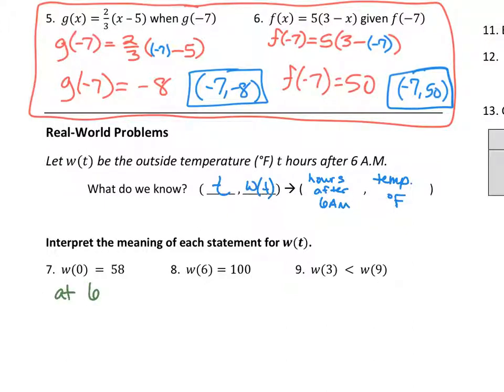W of 0 equals 58 says at 6 a.m. it is 58 degrees outside. Think for a second. Don't say it out loud. That's the ugliest 58 I think I've ever written in my entire life. 58 degrees Fahrenheit. Figure out how W of 0 equals 58 could translate to all of that information.